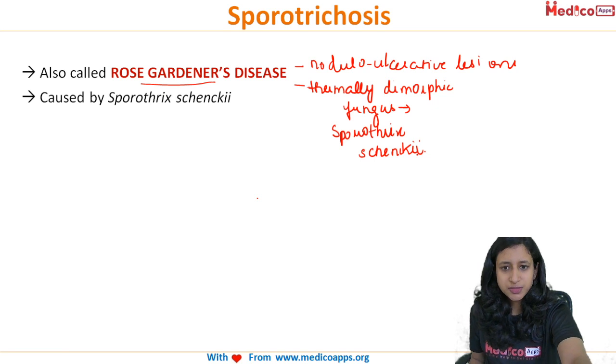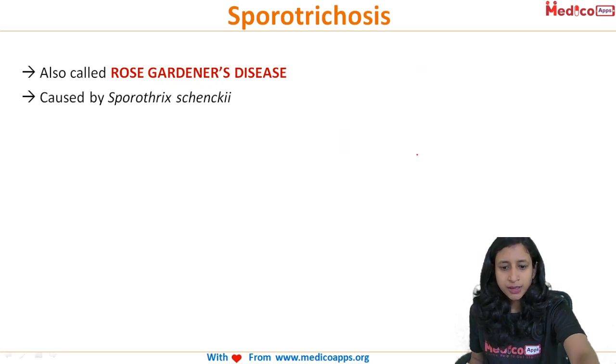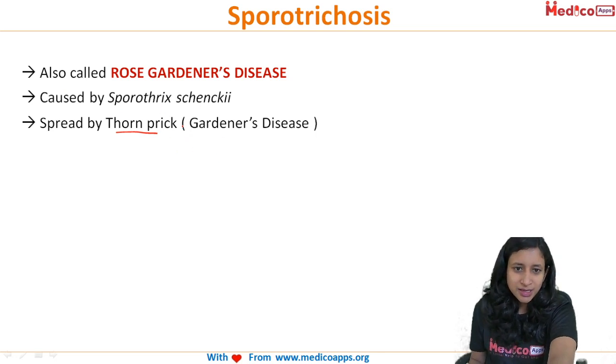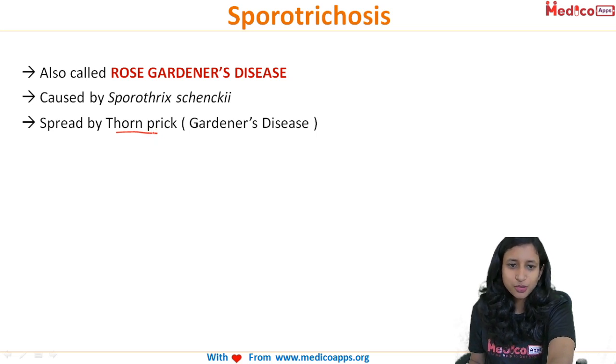So it's caused by Sporotrichosis, and it is spread by a thorn prick, or usually there is the entry of the spores of Sporotrichosis due to a thorn prick or a splinter injury. So this becomes an important cause. Many times this is seen around Valentine's Day because people gift each other roses. So there is a very good chance that there is a thorn prick and the entry of spores which causes sporotrichosis.